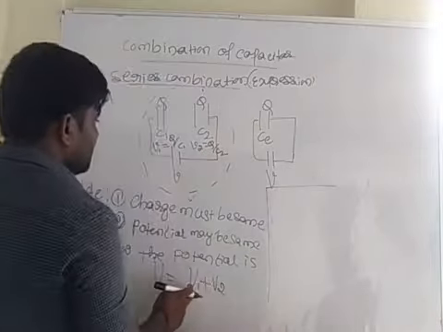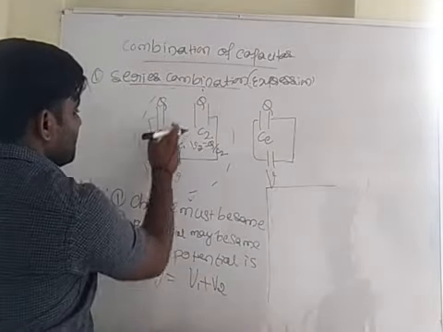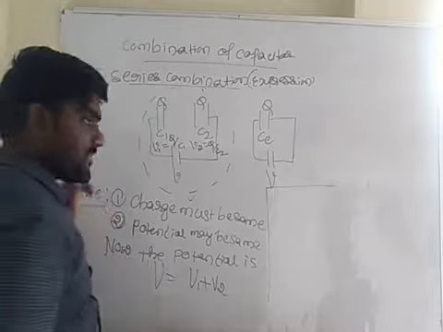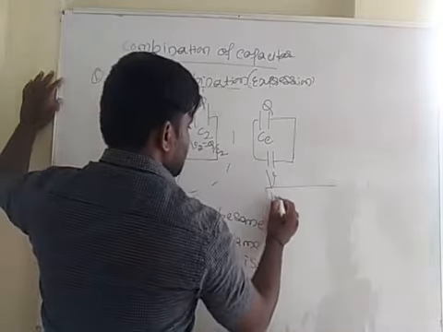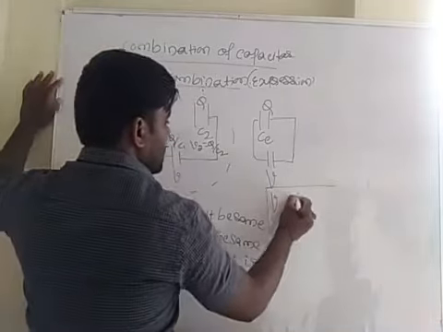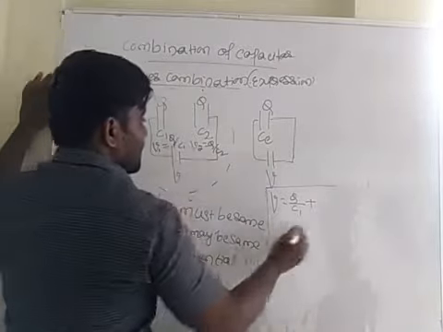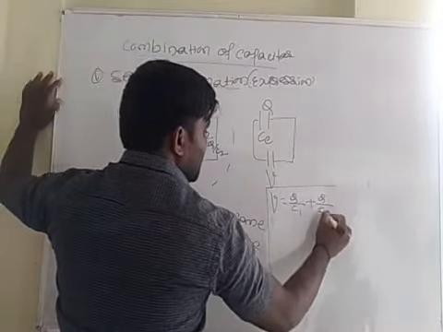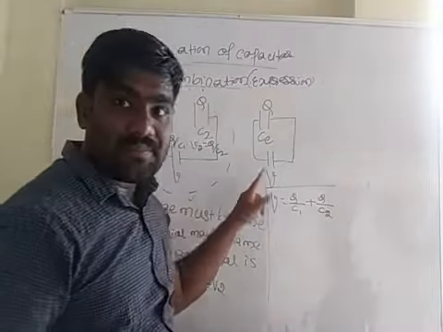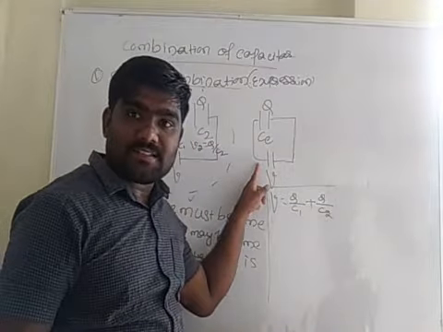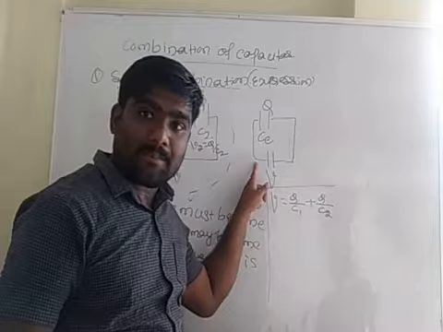Then V1 is equal to what is our equation? Q by C1. Is or not? So this V is equal to Q divided by C1 plus V2, which is Q divided by C2. Okay. See here, it is our effective capacitance. It will be our effective capacitance.